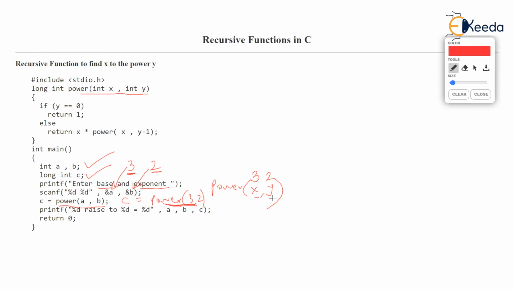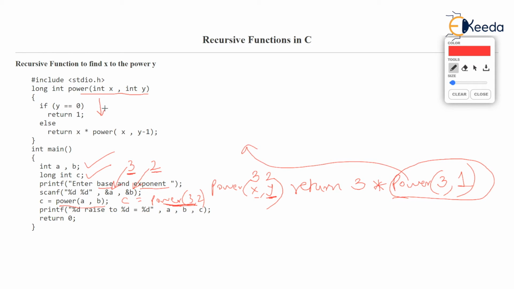If you run this power function, you just have to check, is y equal to 0? Is the second parameter equal to 0? No, y is not 0. So else will run, and else has a statement return x multiplied by, substitute the value of x, x is 3, multiplied by power x comma y minus 1. Y minus 1 is 2 minus 1, that is 1. So you tell me to find 3 raised to 2, you want to find 3 raised to 1. This is the recursive call.